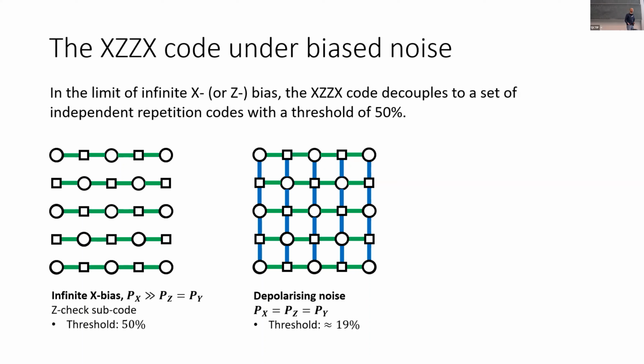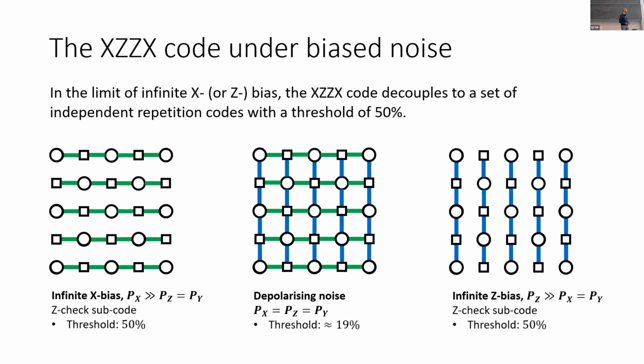So this is in stark contrast to the standard surface code where the threshold actually decreases as we go from depolarizing noise to infinite bias. And we see a similar thing when we consider infinite Z bias, just the repetition codes now act in the other orientation.